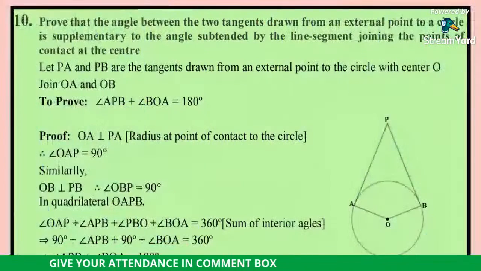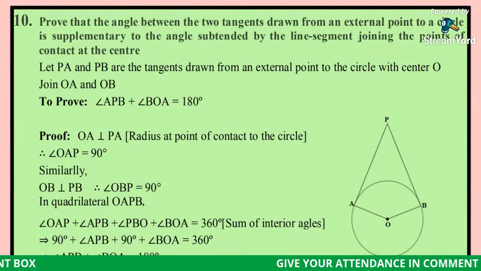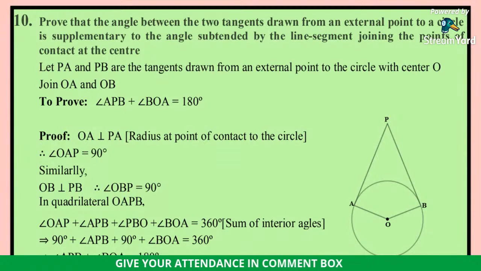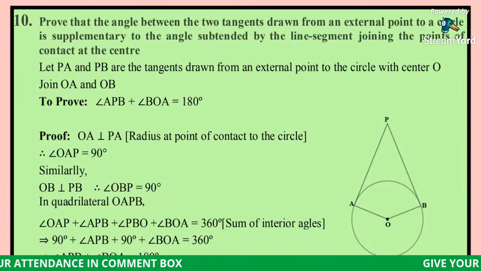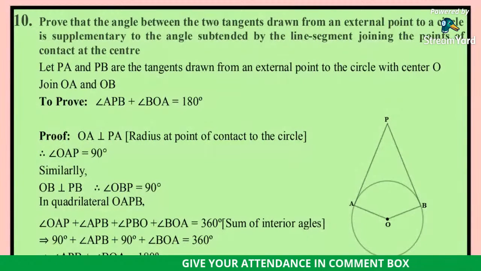Then coming to a similar one more question. Prove that the angle between the two tangents drawn from an external point to a circle is supplementary to the angle subtended by the line segment joining the points of contact at the center.